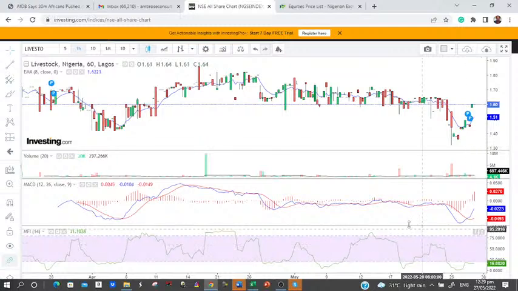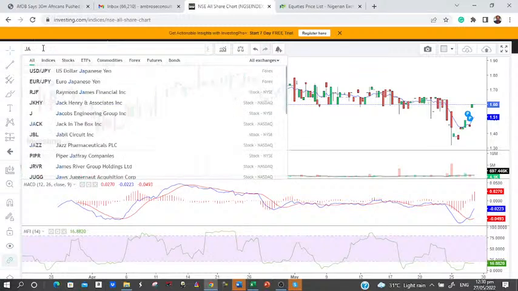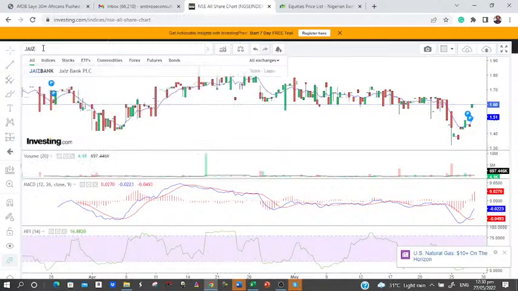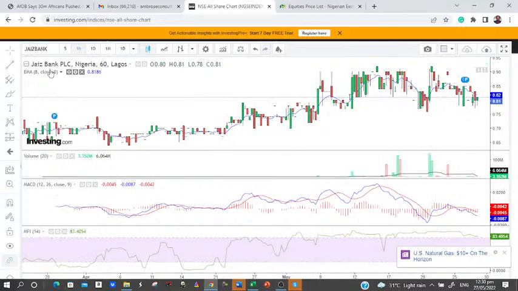Let's look at what is happening in Jai's Bank. This bank has become prominent this period in terms of price, becoming more consistent in movement. I see something is happening in that bank. Let's see what is happening in Jai's Bank as we speak now. One of the low cap stocks that is also making waves in the banking industry, in performance and also in price. Let's see what is happening there.